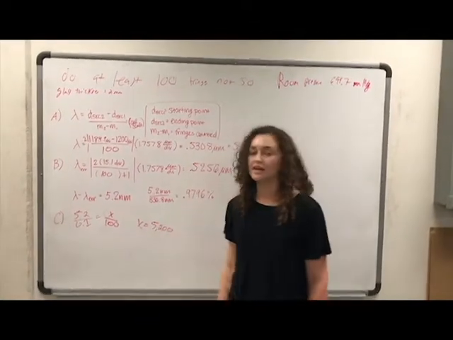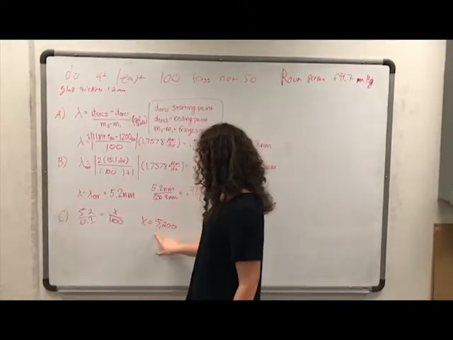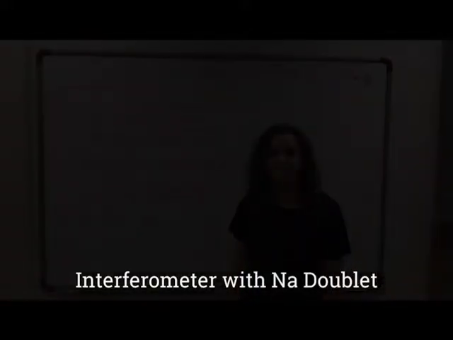If we wanted an error of 0.1 nanometers, how many fringes would we have to count? And we calculated it to be 5,200 fringes.